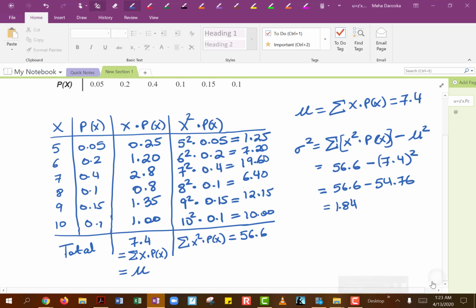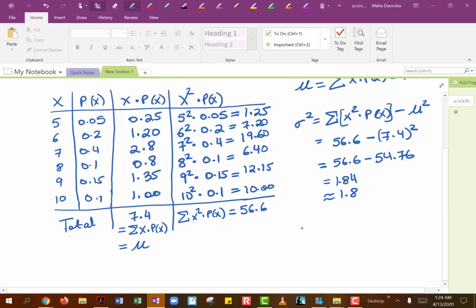Okay, so when you do this variance calculation, you will see that you end up getting 1.84, and then using our rounding rules, this will come out to be 1.8. So now that you have your variance, for the standard deviation you just take the square root of your variance. So I'm going to take the square root of 1.84.